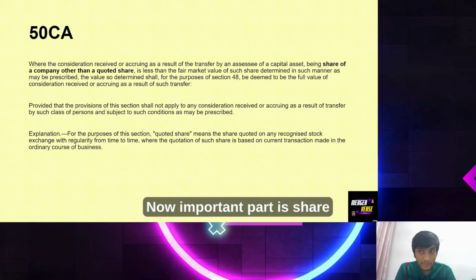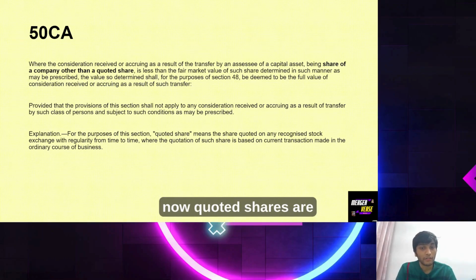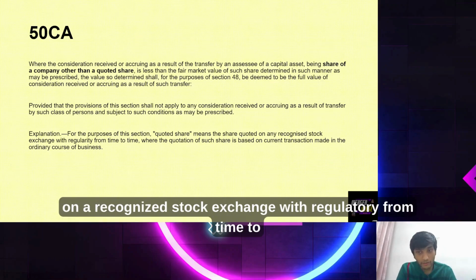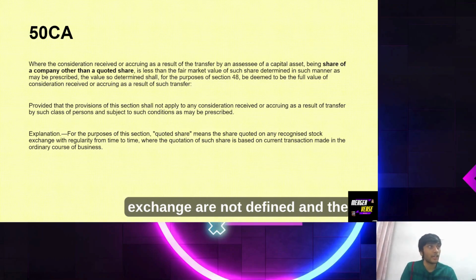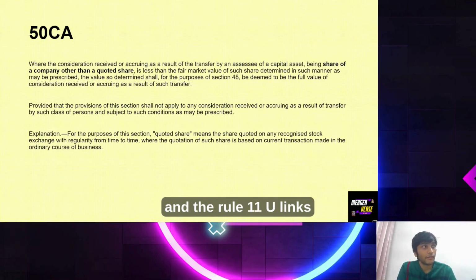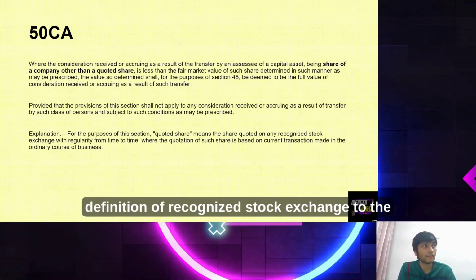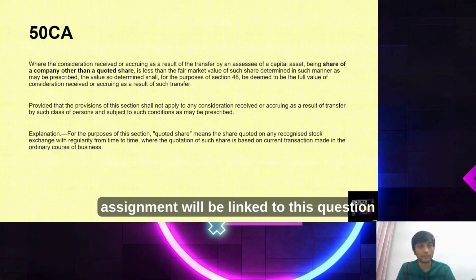Now the important part is shares of a company other than quoted shares. Quoted shares means shares that are quoted on a recognized stock exchange with regularity from time to time. Now recognized stock exchange is not defined in the act, but it is defined in the rules, in Rule 11U, and Rule 11U links the definition of recognized stock exchange to the definition in SCRA. So today's assignment will be linked to this question.